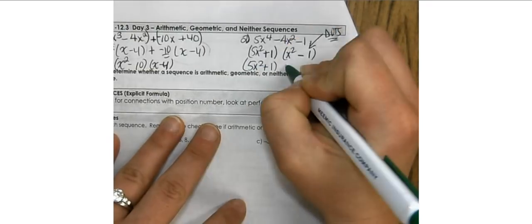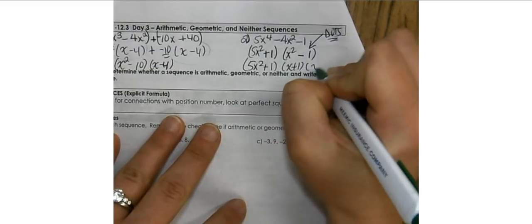Now, x squared minus 1, that's a difference of two squares, so we can factor that even further. So we have 5x squared plus 1 times x plus 1 times an x minus 1. And that is your factorization.